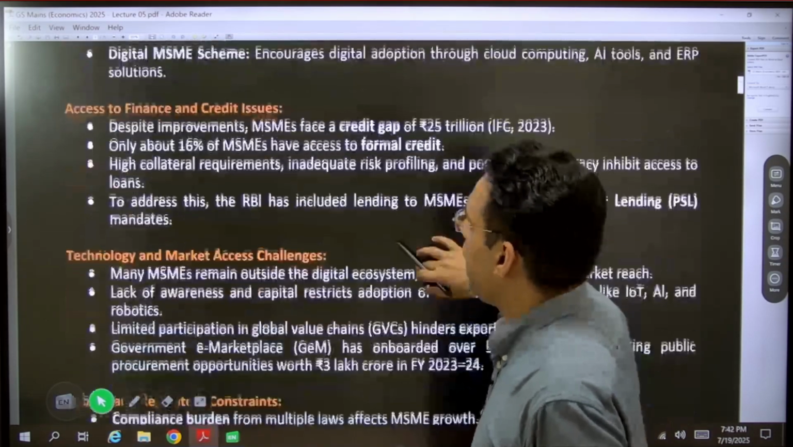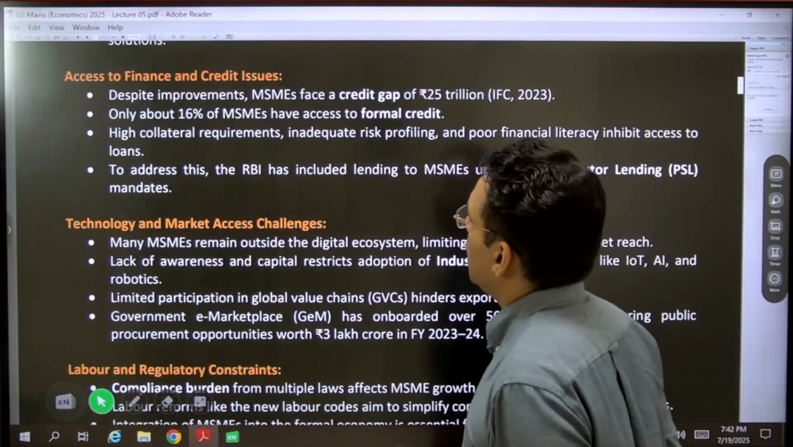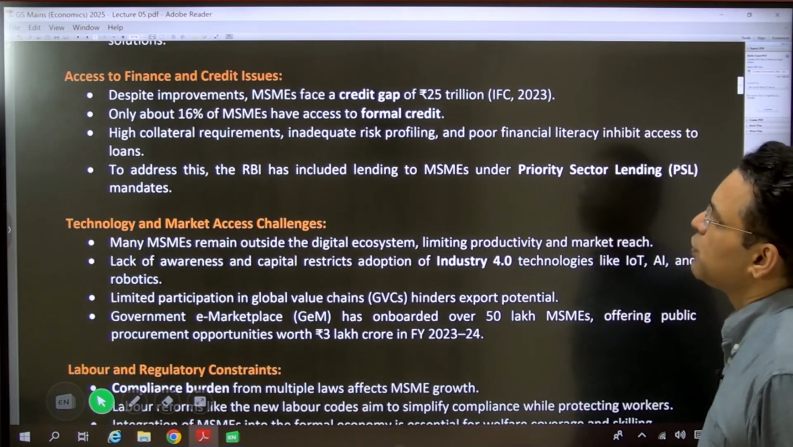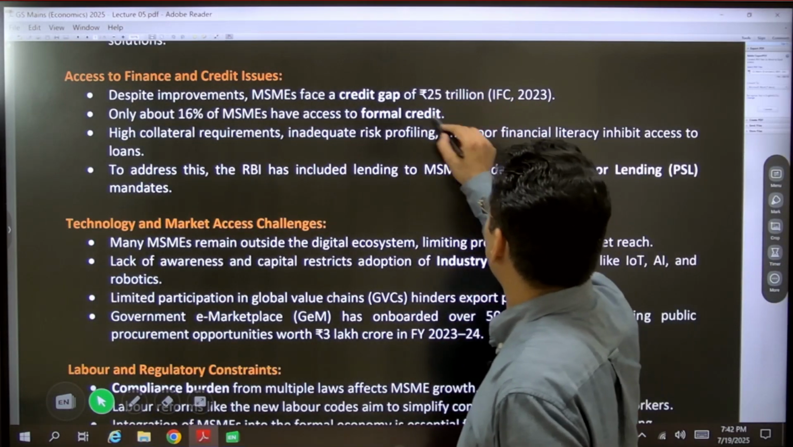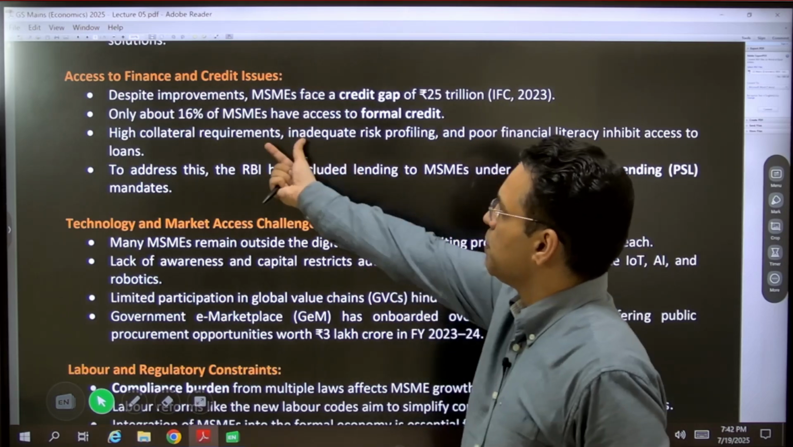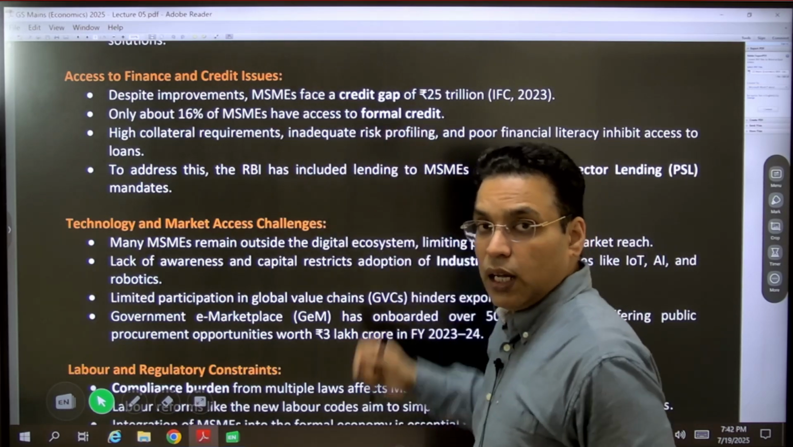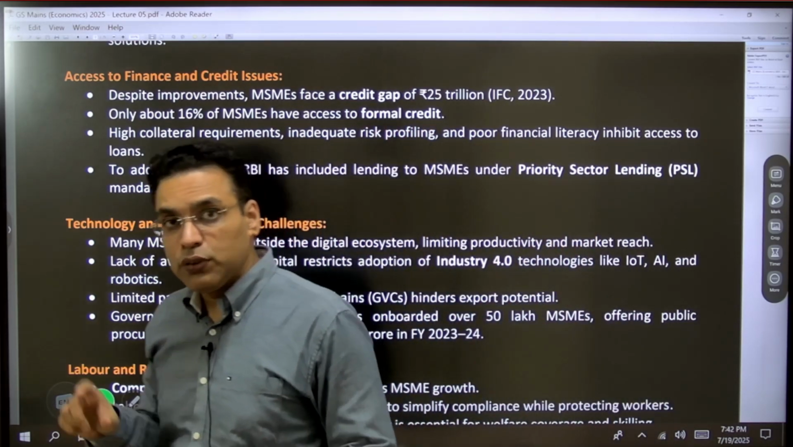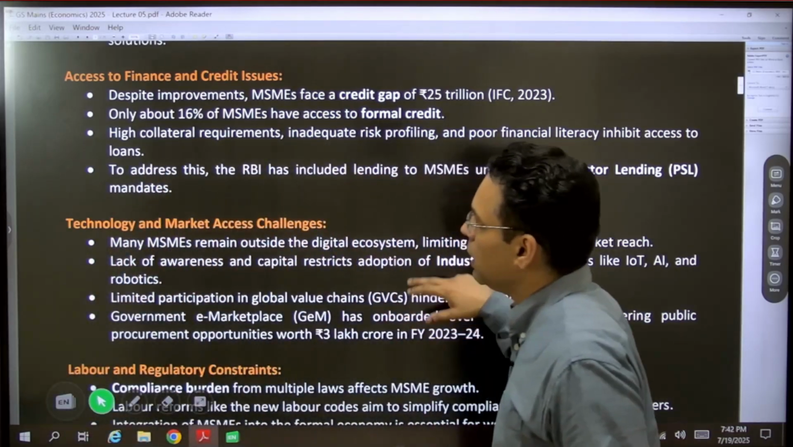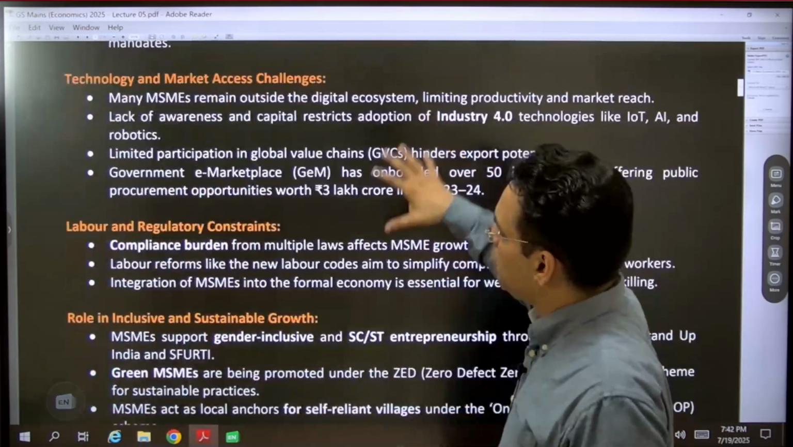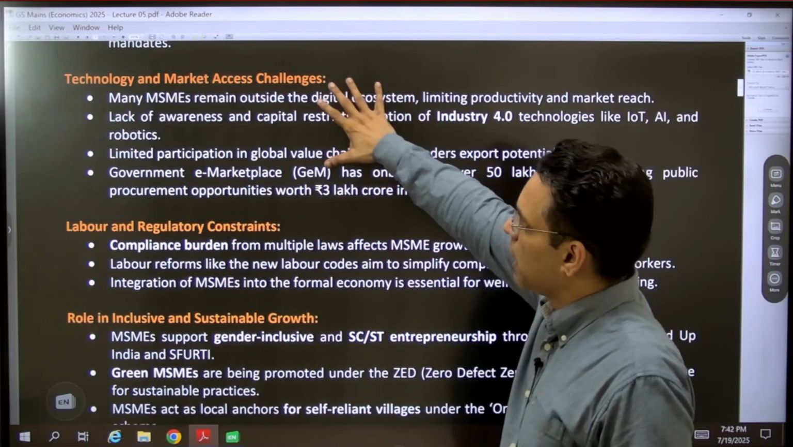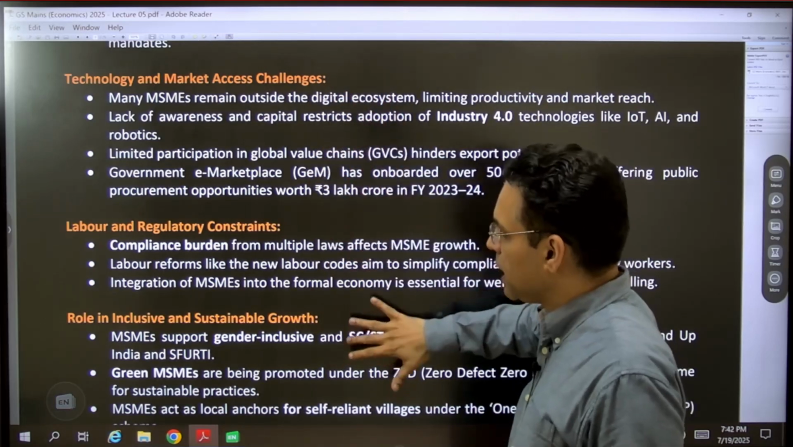Then access to finance and credit issues. Despite improvement, MSMEs face credit gap. आप देखो 25 trillion का credit gap है. Only 16% MSME have access to formal credit. That means more than 80% of the MSMEs do not have access to the formal credit. तो ये आप इसको easily देख सकते हैं. Technology and market access challenges are there. तो इन pointers को आप देख सकते हैं.